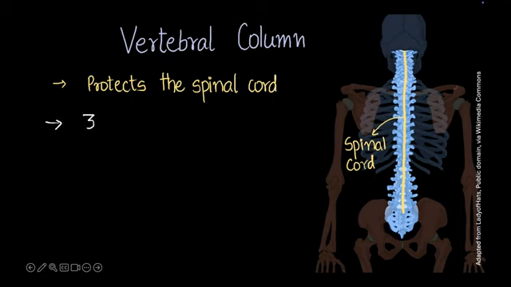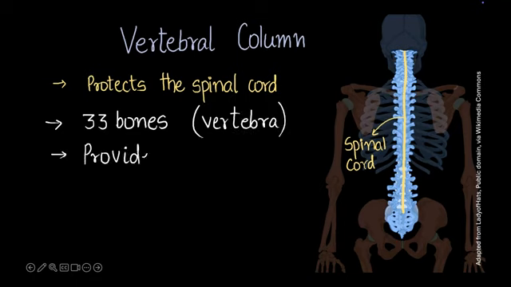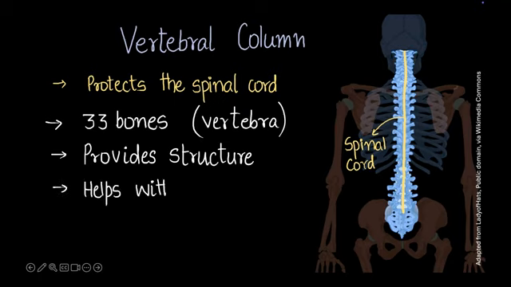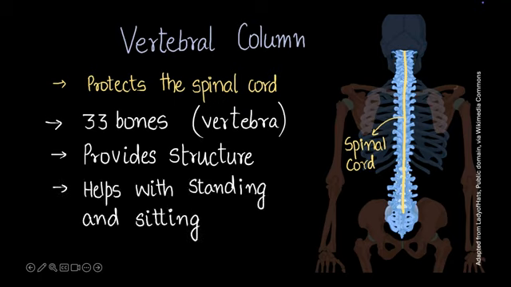This is a set of 33 bones, and each of those bones, you can sit and count them if you'd like, is called a vertebra. Now, these bones provide structure to the body as well. One cannot stand or sit without the backbone. Imagine standing up without your backbone. It would be impossible, right? So it helps us with standing and sitting.